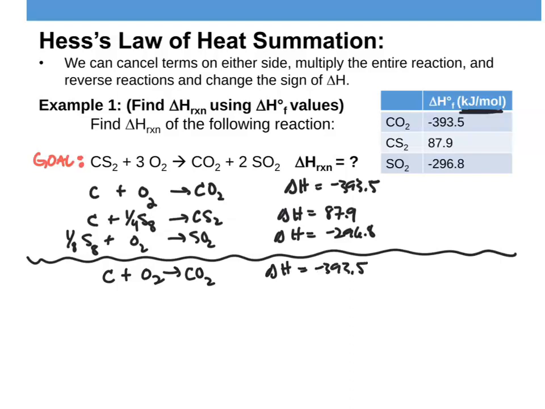I didn't do anything. But if I look at the CS2 one where I made carbon disulfide, that's a reactant. That's not a product. So what I need to do with this equation is flip it, because I need the CS2 to be on the reactant side. I'm trying to get all of these to rearrange so they look like this equation. So I'm going to flip that one. I'm going to take this reaction and flip it.